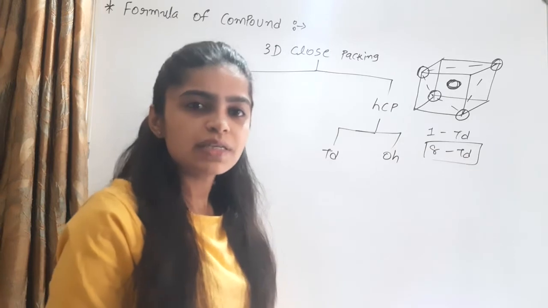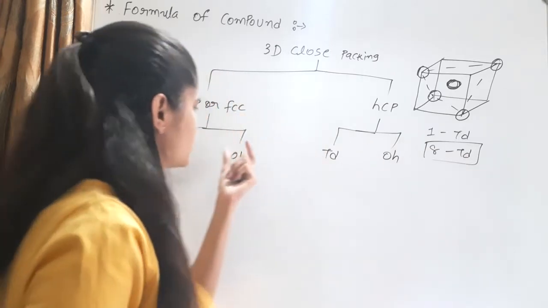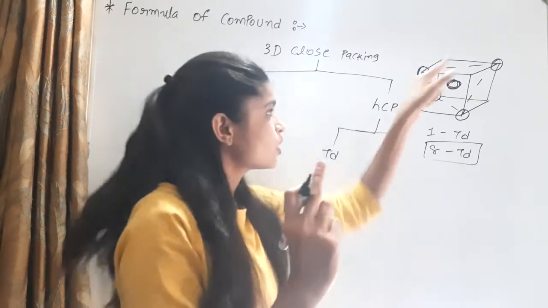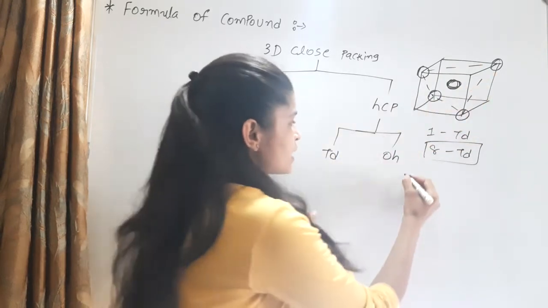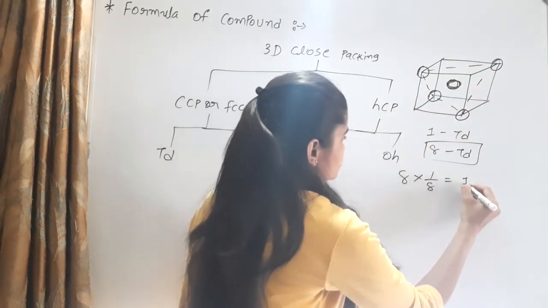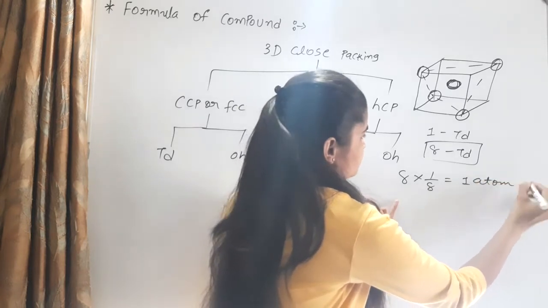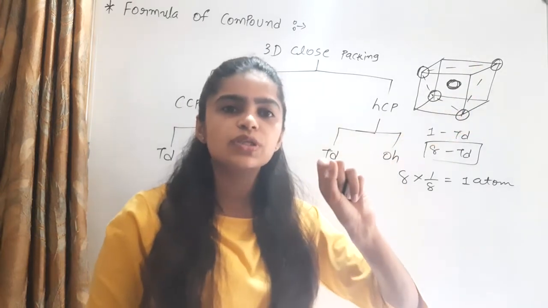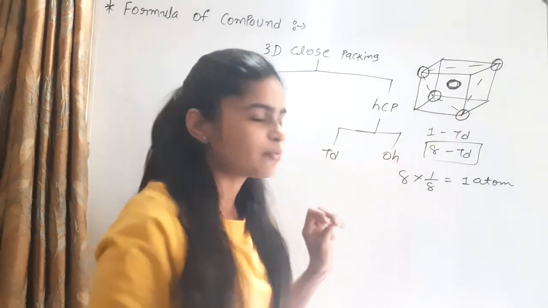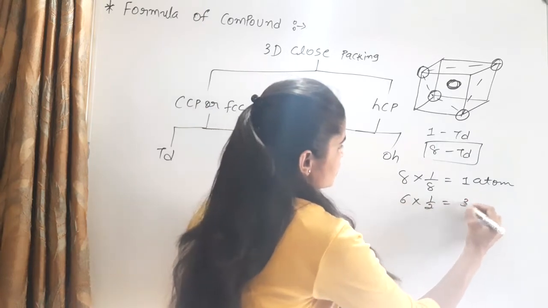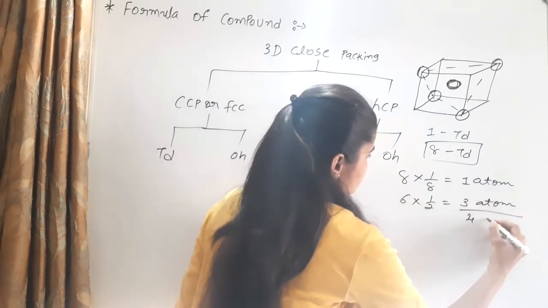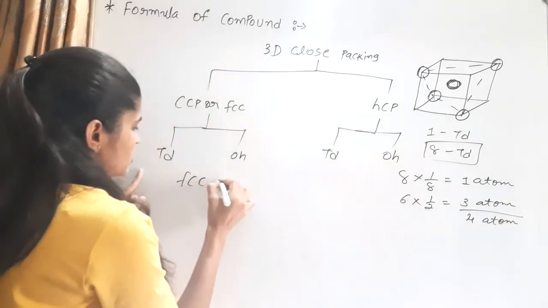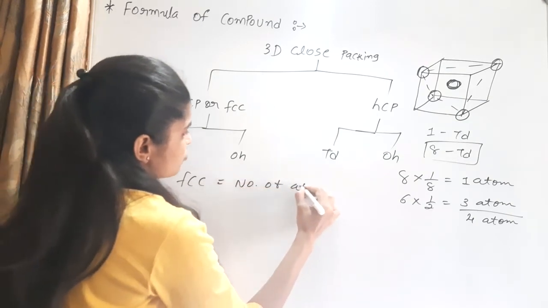For example, we consider FCC, face centered cubic closed packing. In the face centered cubic closed packing, all 8 corner atoms are present, and their contribution is 1 by 8 each, so it gives 1 atom. And 6 atoms, 1, 2, 3, 4, 5, 6, are present on all the faces. Their contribution is 1 half each, so 6 into 1 half gives 3 atoms. So FCC gives a total of 4 atoms. FCC total number of atoms is 4.